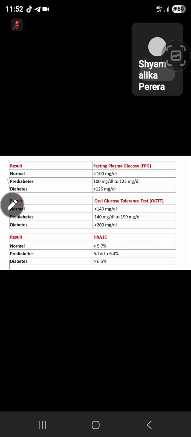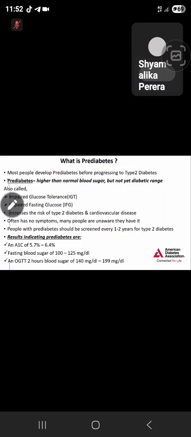If your second hour value is less than 140, it's normal. If it is 140 to 199, termed as pre-diabetes. If it is more than 200 milligram per deciliter, termed as diabetes. Then HbA1c, if your value is less than 5.7, it's normal. 5.7 to 6.4, termed as pre-diabetes. And if your value is more than 6.5%, termed as diabetes.